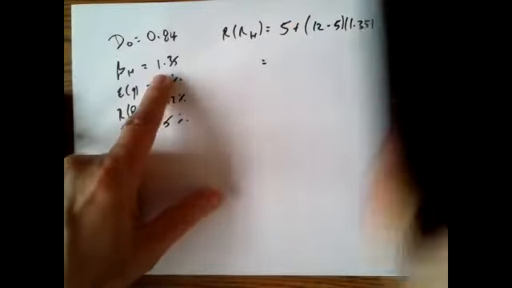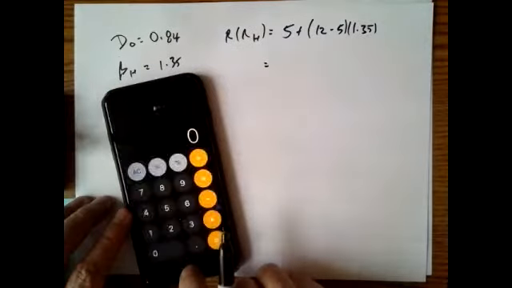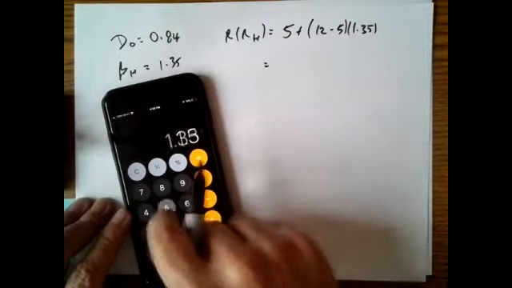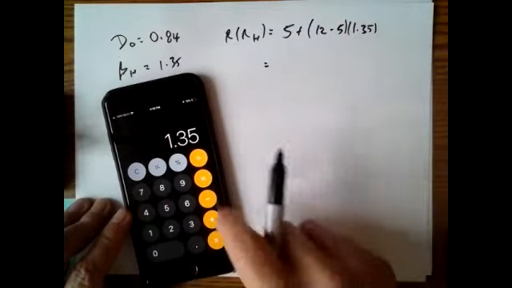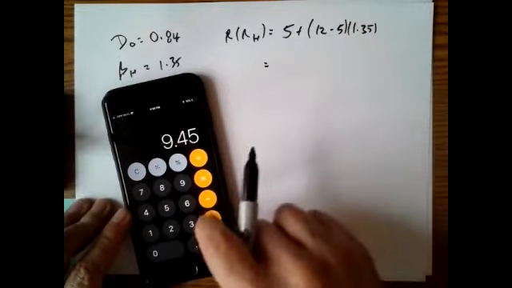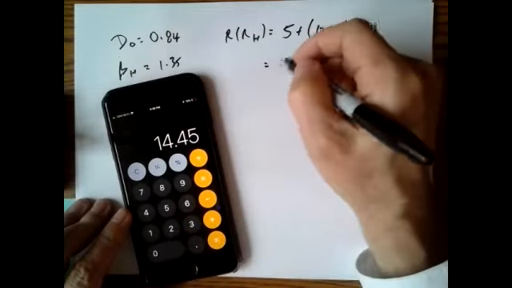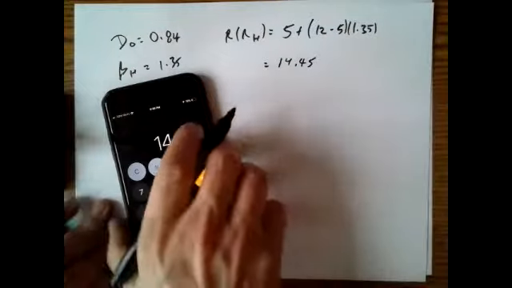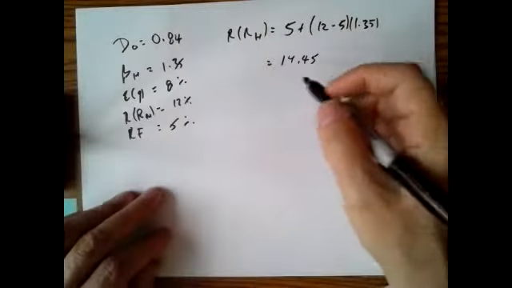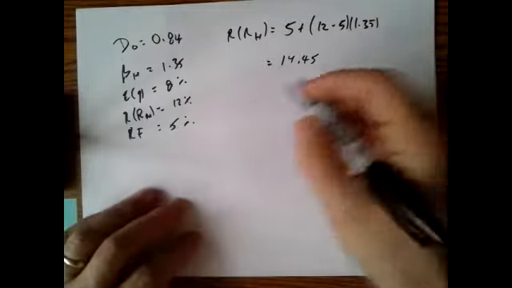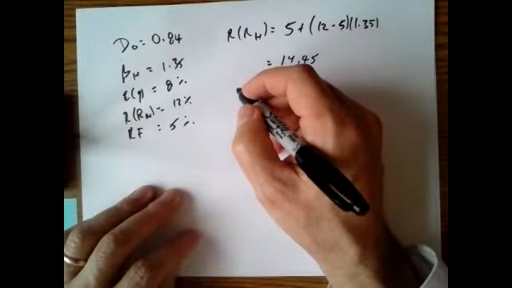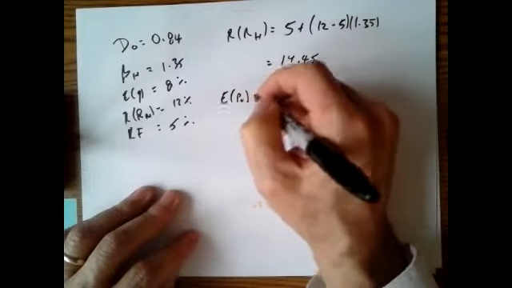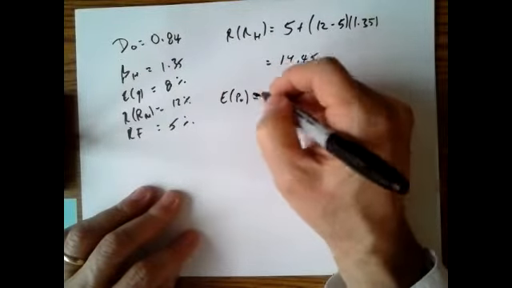And so that's going to give us 7 times 1.35, right? 12 minus 5 is 7, times 1.35 is 9.45, plus 5 gives us 14.45. Okay, so now we know what the required rate of return is. And so what's the maximum you'd be willing to pay? So what we're asking is what's P0? Because that's the most we'd be willing to pay.